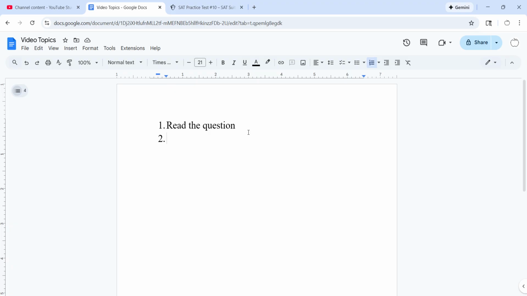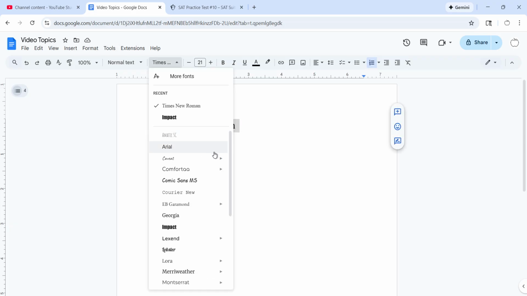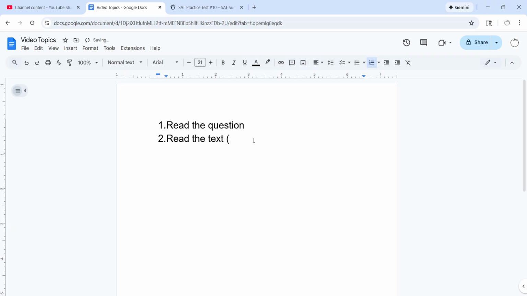So step 2, read the text, but I don't really just mean read the text. Let's change the font to something, sure. Read the text, but I don't really mean read the text. I mean break down as needed. And I mean something very specific when I say that.